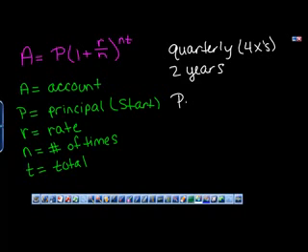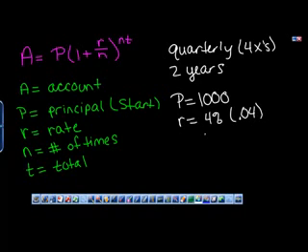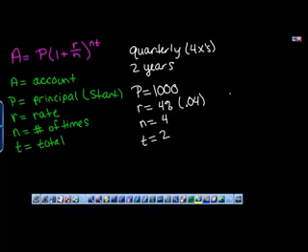Again, using Sarah, her P, or her starting point, from our previous example, is $1,000. Her R, or her rate, will remain the same at 4%, and to use that we need to put that in decimal form at 0.04. Her N, how often is that happening, is quarterly, so 4 times. And her T, how long is that happening? Well, that's happening for 2 years. Let's plug this into the compound interest formula.